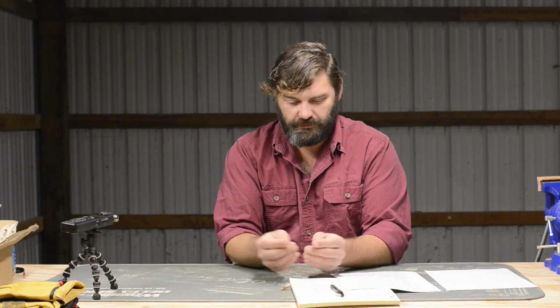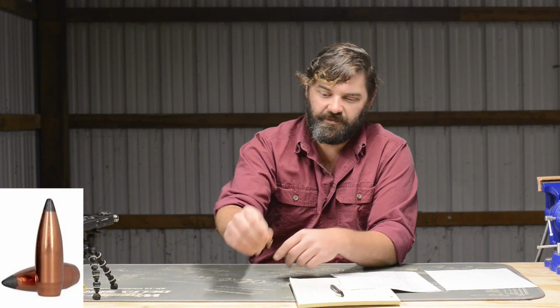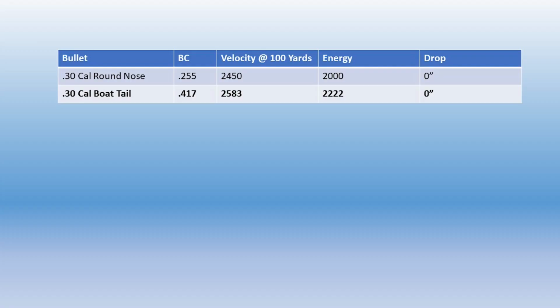Now, if we wanted to improve our performance just marginally, we could switch to a different type of bullet, much like this spire point boat tail. You're not going to be able to really see it there, but this is a boat tail round. That bullet has a ballistic coefficient of 0.417, quite a bit higher than our round nose. Again, leaving the muzzle at 2,800 feet per second, it reaches our 100-yard target at 2,583 feet per second and 2,222 foot-pounds of energy. So we've gained over 200 foot-pounds of energy by simply using a different shape of bullet.